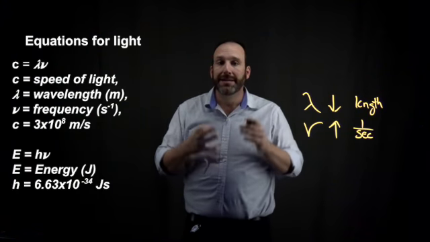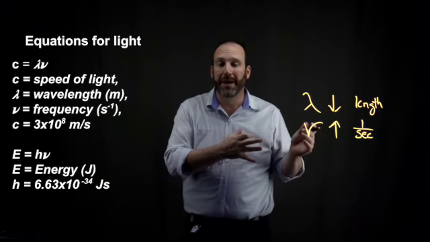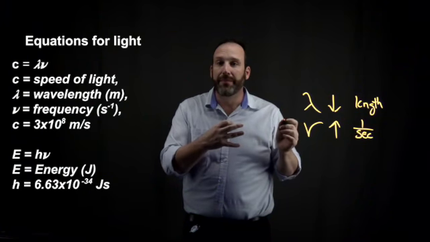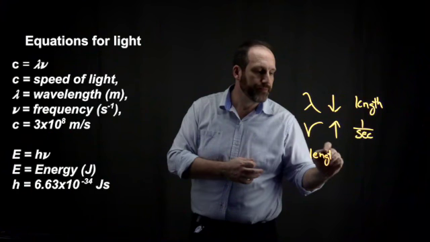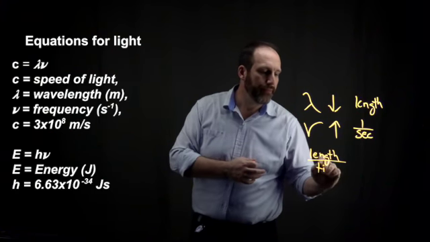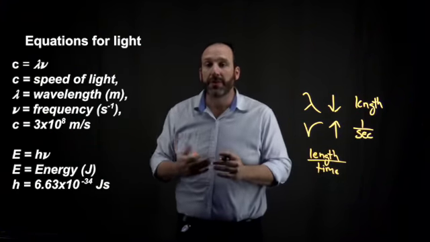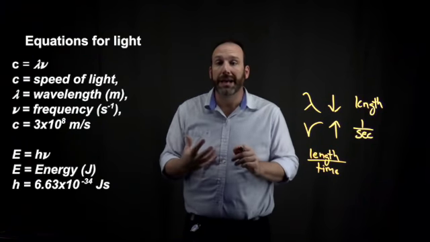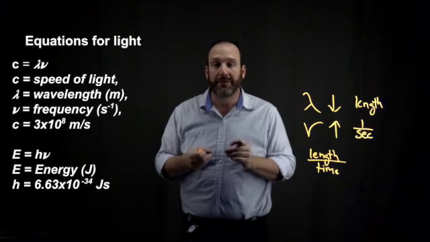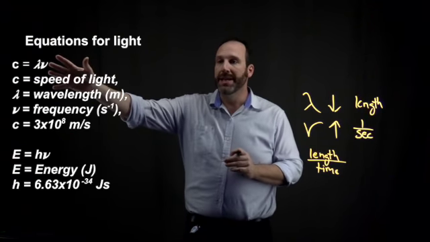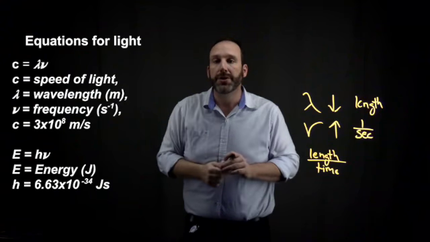So length times frequency, that product that we would get, the units would be length over time. Okay? And so length over time is a way to describe velocity. And so the velocity that we'll use here is the speed of light. So the equation that we see here, c equals lambda nu.